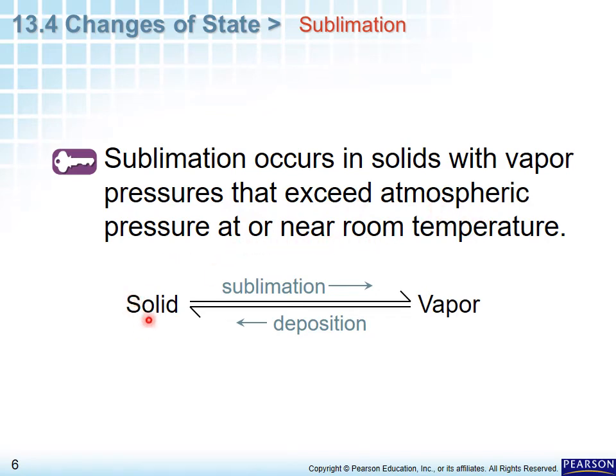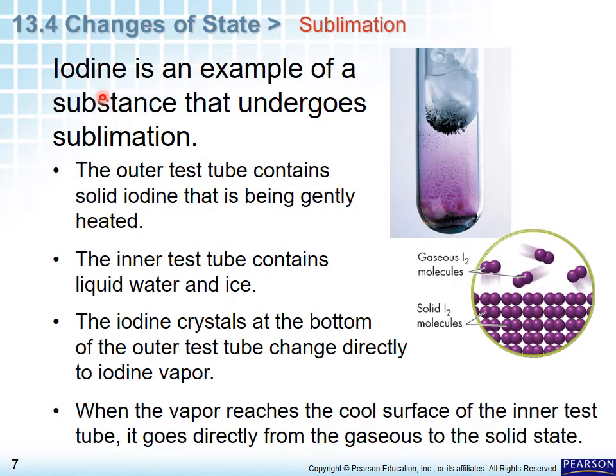So a solid directly becomes vapor by sublimation, and vapor directly becomes solid. This is called deposition. Iodine is an example of a substance that undergoes sublimation.